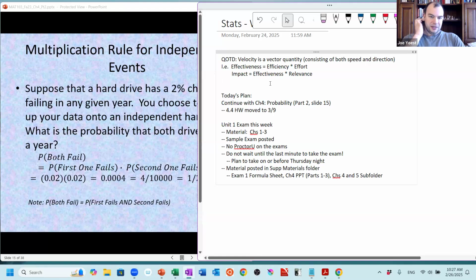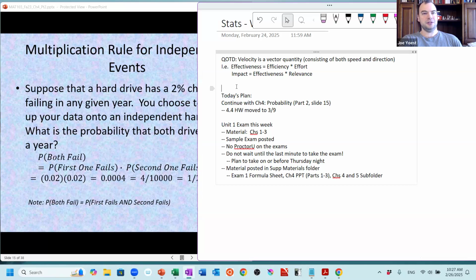And kind of the way that I think of this is that effectiveness, so your ability to accomplish a goal, let's say, is something like efficiency times effort. So effort is like the speed, so to speak. It's how many hours do you spend actually doing the task, actually working on it? And efficiency is the direction, it's the plan. How many hours do you spend planning how you're gonna use that effort?